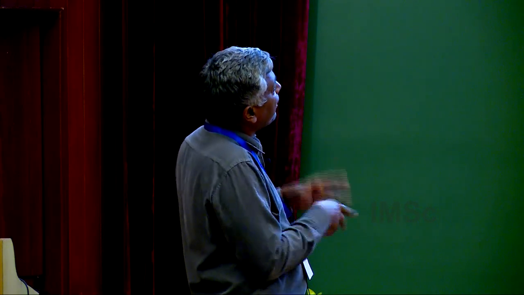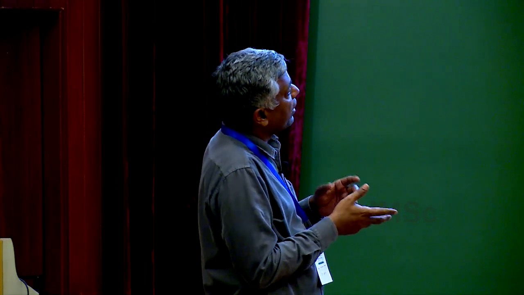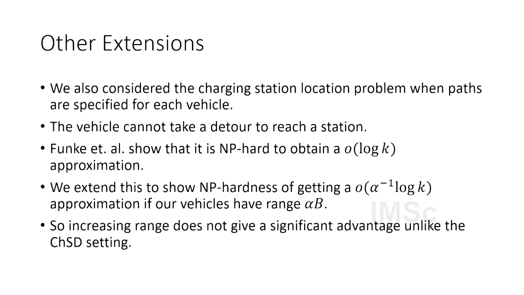And we can extend this to show that you cannot even get a log k by alpha approximation if you're allowed a range of alpha times b. It's a minor result, not a very great thing. So why am I putting this slide? Earlier you saw that increasing the range suddenly leads to a significant improvement in approximation ratio. That doesn't seem to happen here. You increase the range by 2, your approximation ratio reduces by a factor of 2, not a significant drop as we saw earlier from log n to just a constant.